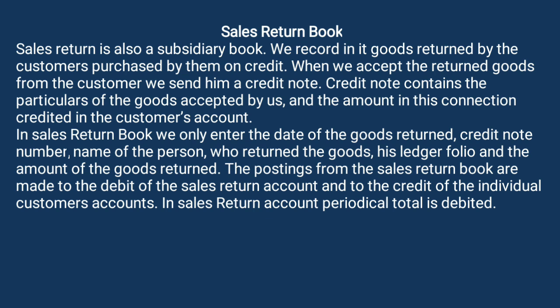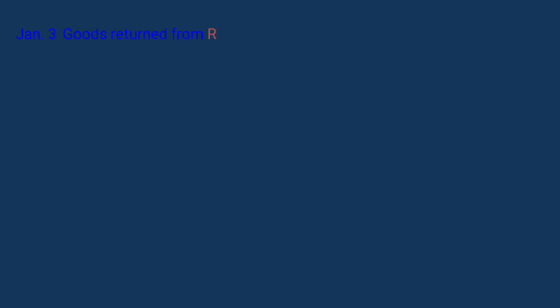So here we have to record only the sales return of goods. When there is a sales return, we prepare the sales return book, and along with that we issue a credit note. The sales return book we prepare almost the same as we prepared the purchase return book, so the contents are almost the same, there are no changes.